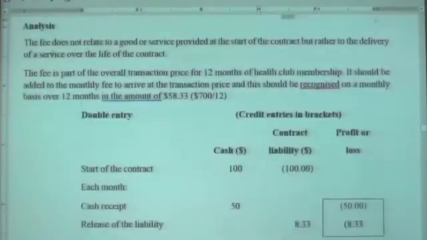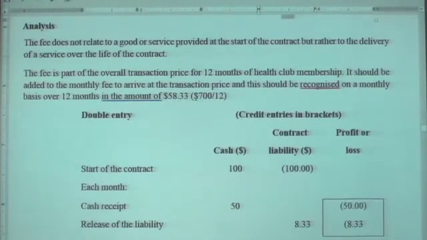Analysis. The fee does not relate to a good or service provided at the start of the contract, but rather to the delivery of service over the life of the contract. The fee is part of the overall satisfaction price for 12 months of health club membership. It should be added to the monthly fee to arrive at a transaction price, and this should be recognized on a monthly basis over 12 months in the amount like this.